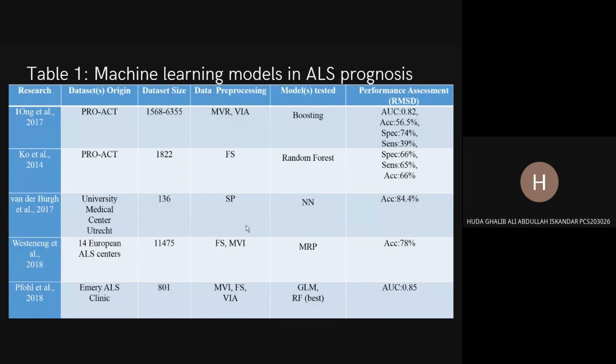Models used in ALS fields in machine learning are wide, such as Gaussian and random forest, and neural networks. The most famous is random forest, of course. We can say for the performance assessments that the accuracy ranges from 56 to 84%. In some researches, specificity and sensitivity were also mentioned according to the framework used, whether it's classification or regression. For example, here specificity in the first paper was 74%, using random forest in the second paper was 66%, and so on.